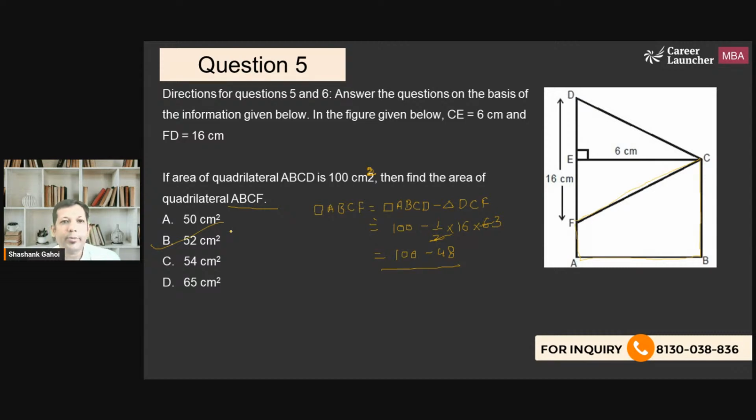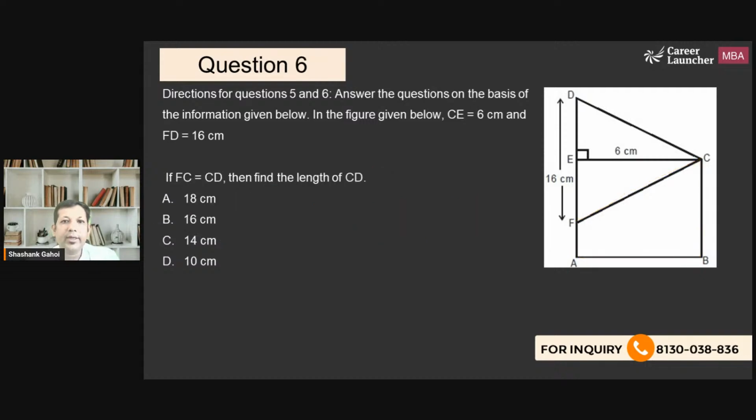Okay. So this question number 5 is done. Now let's see question number 6. Does it use the same thing or do we have something different? Okay. So it says that CE is 6, and now it says that FC is equal to CD. So it means this length is equal to this length. Now it is asking what is the length of CD, this length. So now what I can say is CDF is an isosceles triangle because this side and this side are equal. So it is an isosceles triangle.